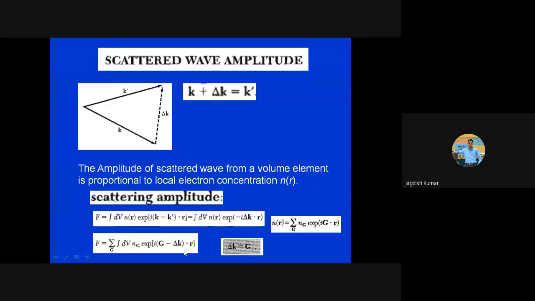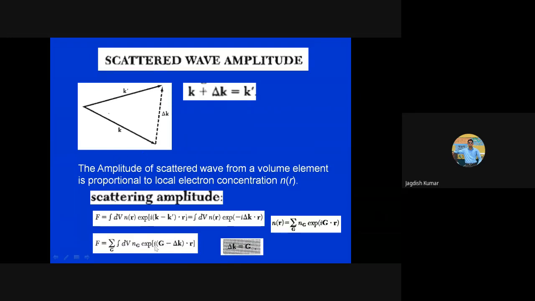So this delta K, if it is not equal to G, then there is a deviation, right? More is the deviation, higher is this value sitting in the power of the exponential, more is going to be the oscillations in the exponential function, right?